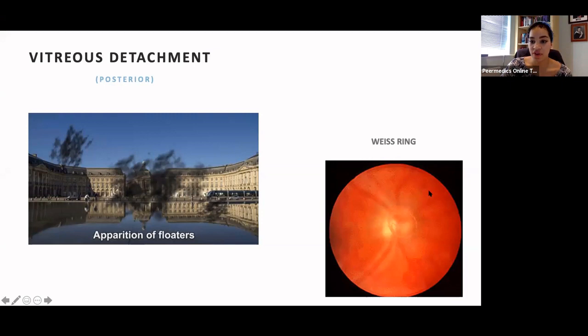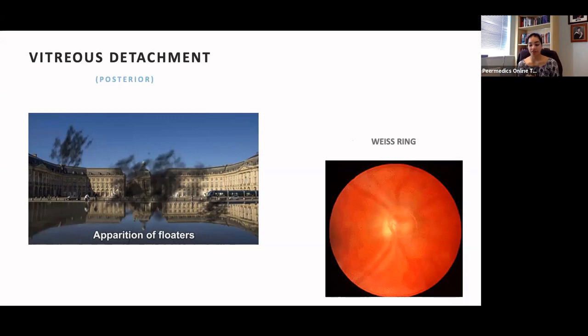So here we are. You've also got something called a Weiss ring. Essentially, when the vitreous humor detaches at the back in the posterior part, on fundoscopy it can be visualized as it folds in and makes a circle, and that's the ring here, which I'm not sure if it's Weiss or Weiss, but I don't think they'll pull you up on that too much.